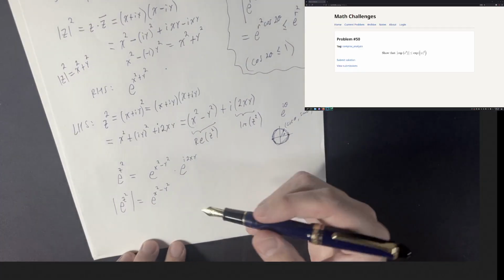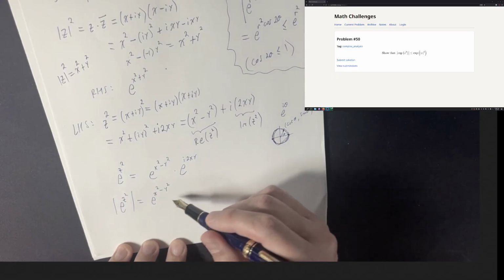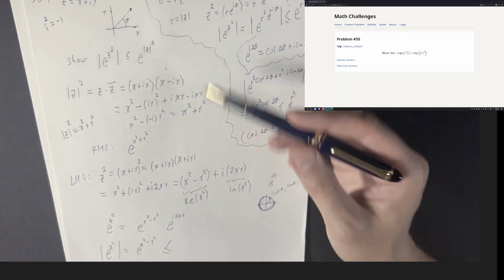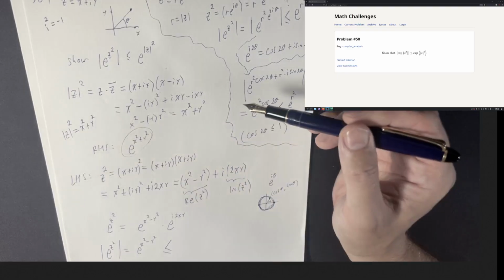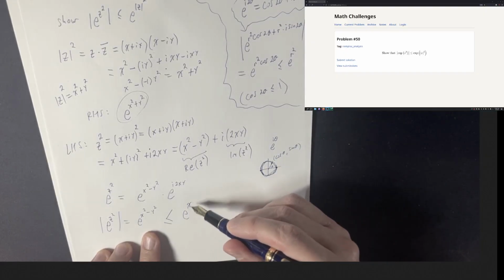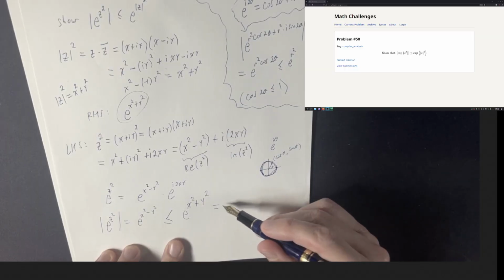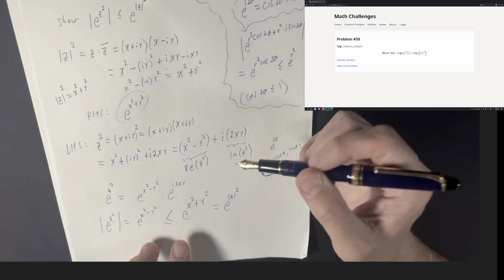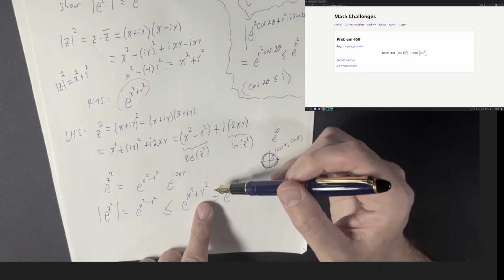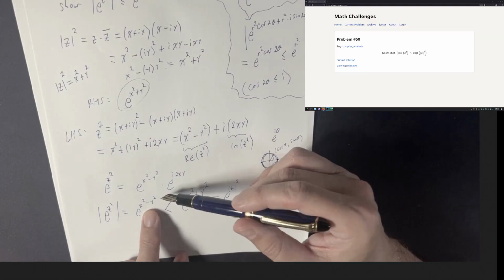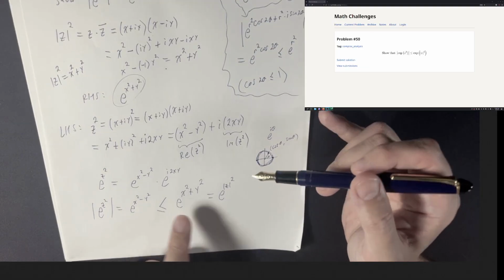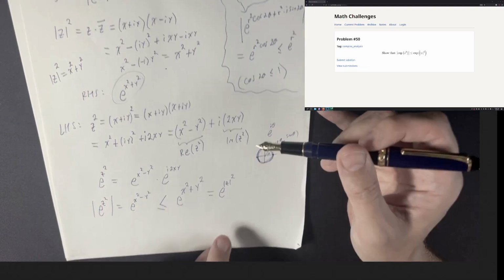And now I'm saying we're pretty much done, because we wanted to show that this is less than or equal to e to the magnitude of z squared. And we said magnitude z squared is this. So we're basically just asking ourselves, is this true? And it is, because negative y squared is less than y squared. We could have had a problem if this was just y, a single y, but because it's squared, you know that quantity is positive. So if you're subtracting that quantity, it's definitely less than if you're adding that quantity.